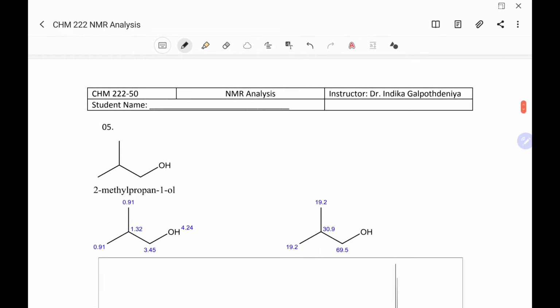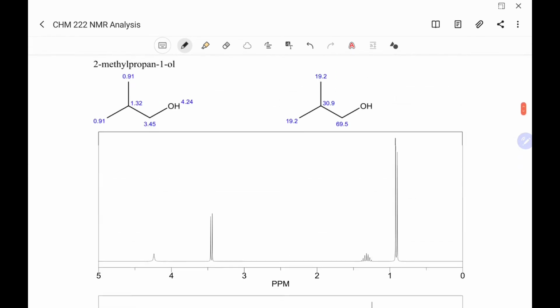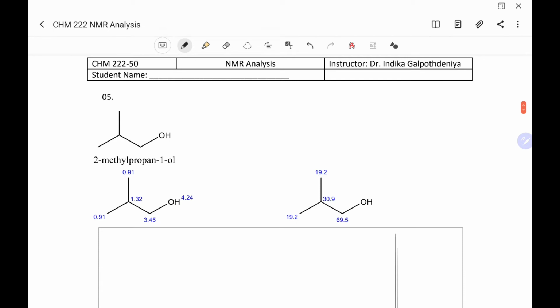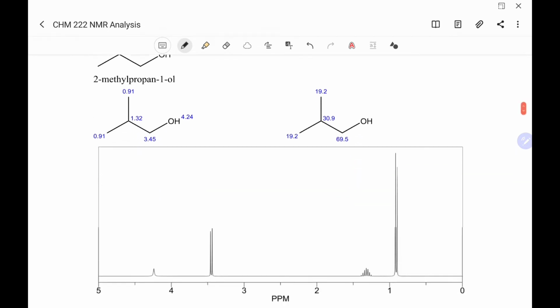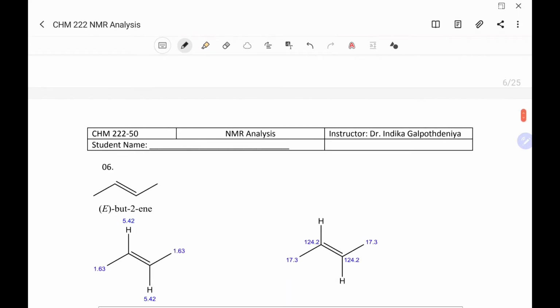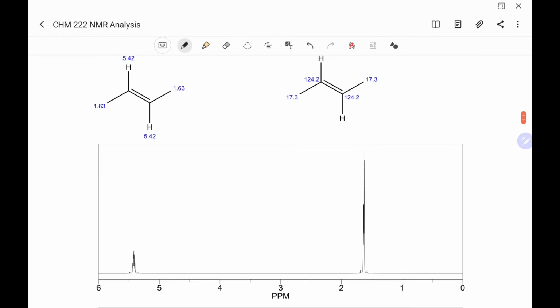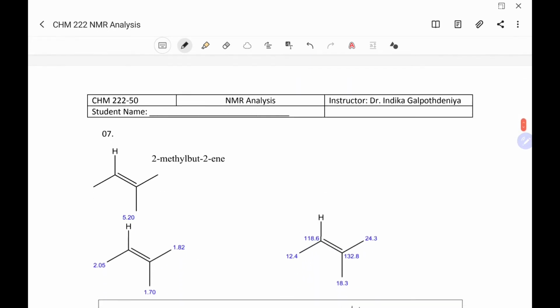I will let you guys do number 5 on your own, because it is very straightforward. See if you could figure that one out. You might want to pause the video and write the structure down, and then come back and compare the NMR results. Number 6 is also something that I have in the handout. I'm going to ask you to pause the video and write the structure, or you can print out my handout and compare the NMR and see if you could get these splitting patterns and also the chemical shifts.